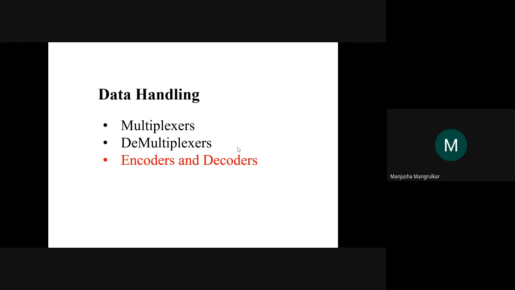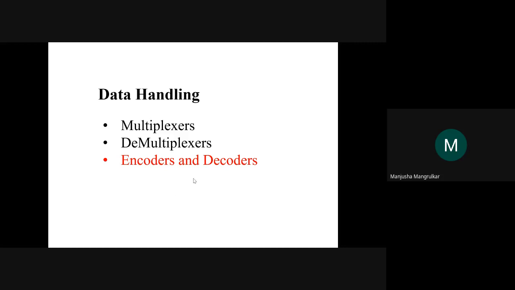Same as the demultiplexer, what does it mean? N number of inputs are coming and it gives a single output. That is 4 to 1, 8 to 1, 16 to 1, 32 to 1. So this way we use the demultiplexer. Only one output, with n number of inputs.